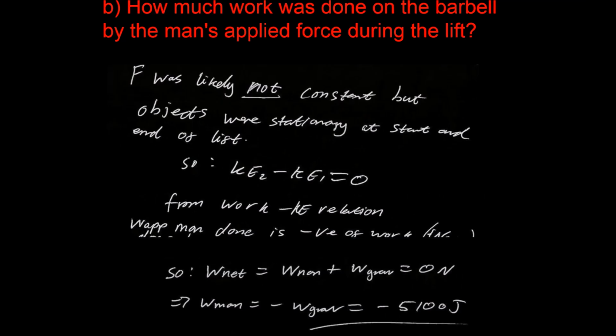So, how much work did the man do? Well, if the work done by gravity was negative, the work done by the man will be positive 5,100 joules.